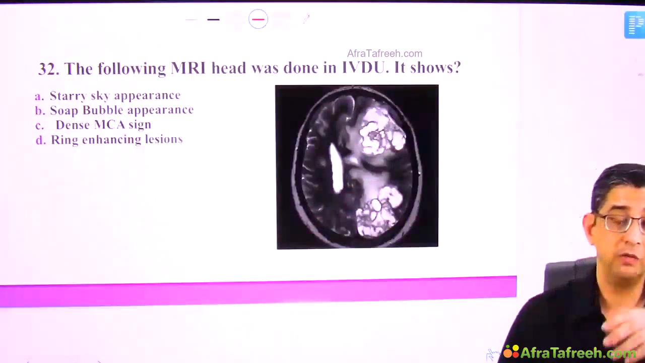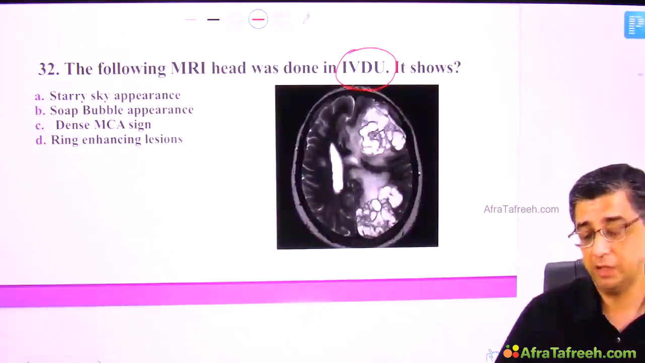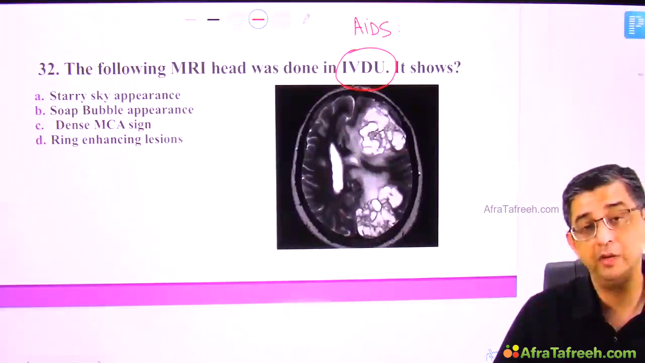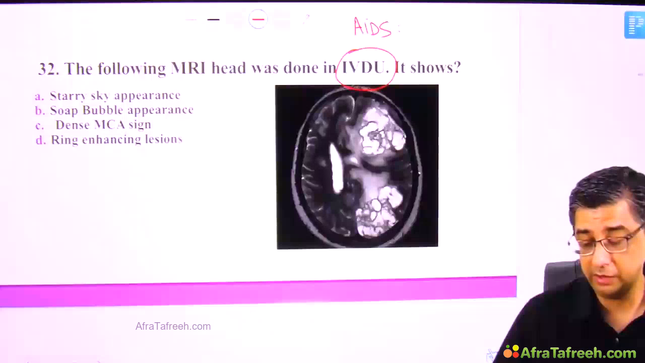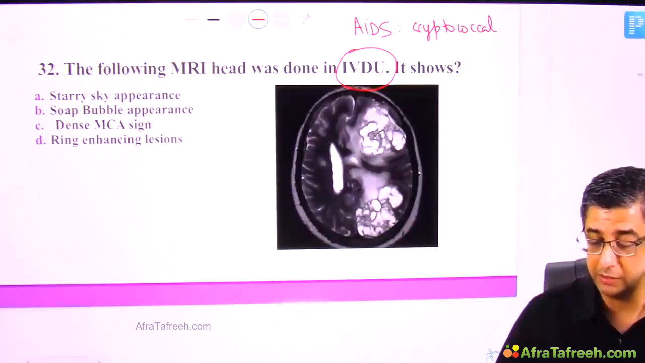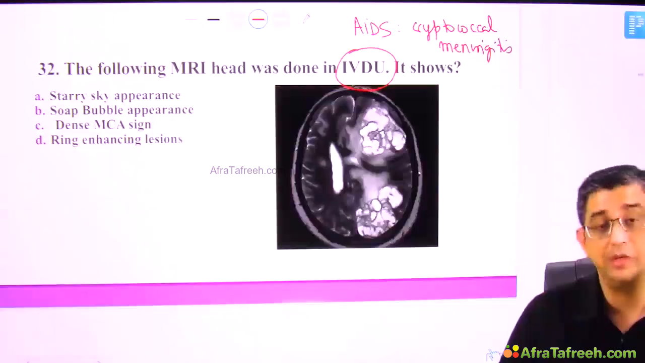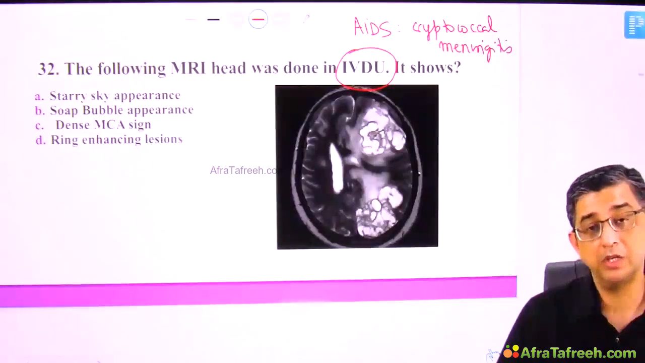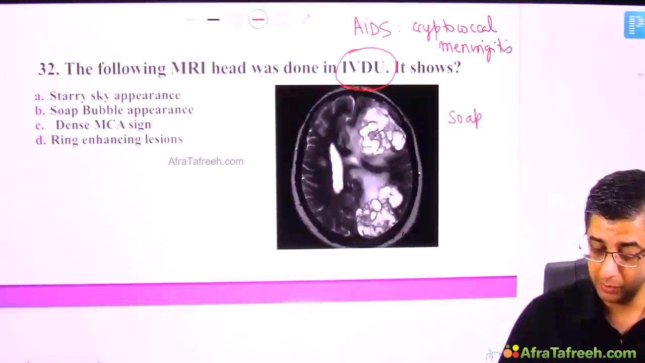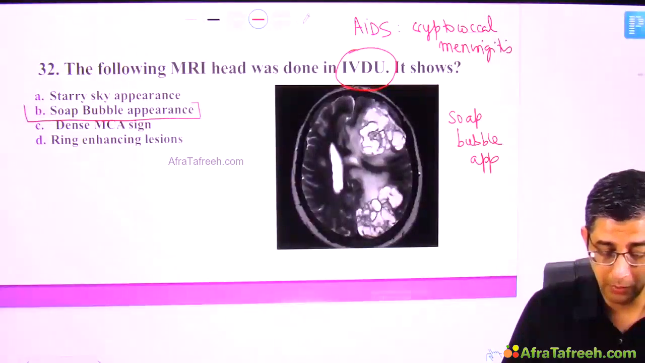The following MRI was done in an IV drug user. Now, patients who are IV drug users can definitely become immunocompromised also. They might, due to needle sharing, get AIDS. And if a person is having AIDS, then one of the opportunistic infections that can come up is cryptococcal meningitis, especially when the CD4 count of the patient is dramatically reduced to less than 200. And when cryptococcal meningitis comes up, you will have an MRI head showing this characteristic soap bubble appearance. The correct answer to this question is option beta, that is a soap bubble appearance.